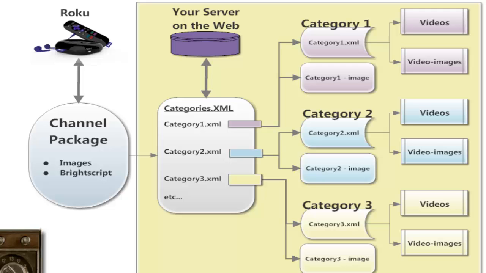So, each category has its own XML file, and these separate category XML files have links to the videos which are stored on your server or a video hosting server. And again, you can have as many videos in each category as you wish. Also, the images or the video cover art for each video is linked to in each of these separate category XML files.